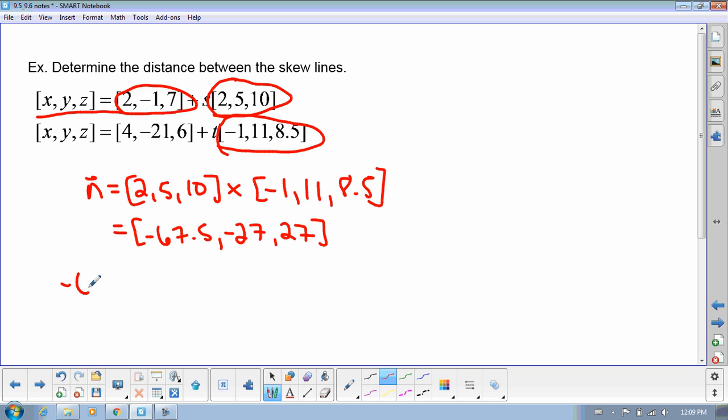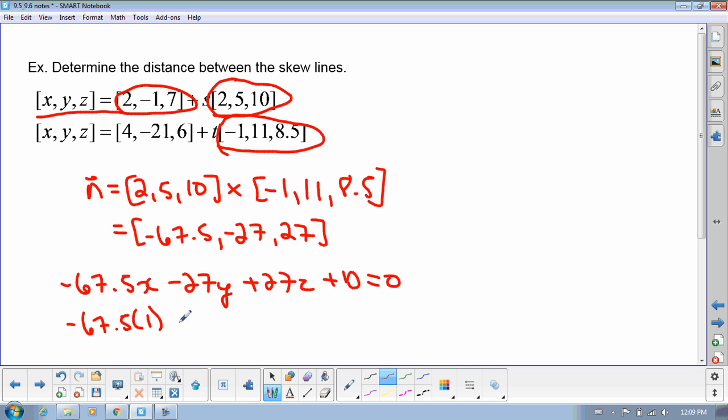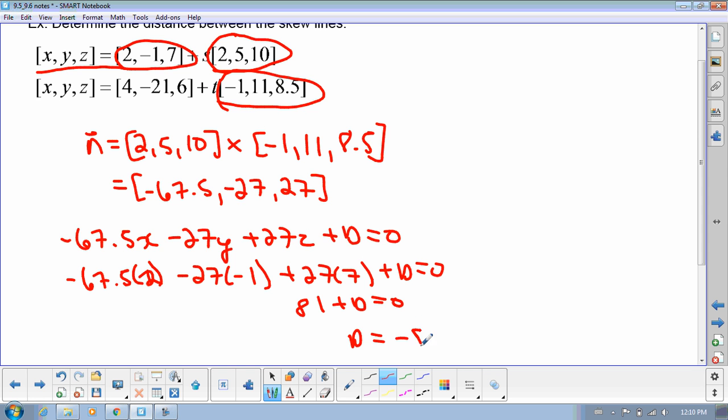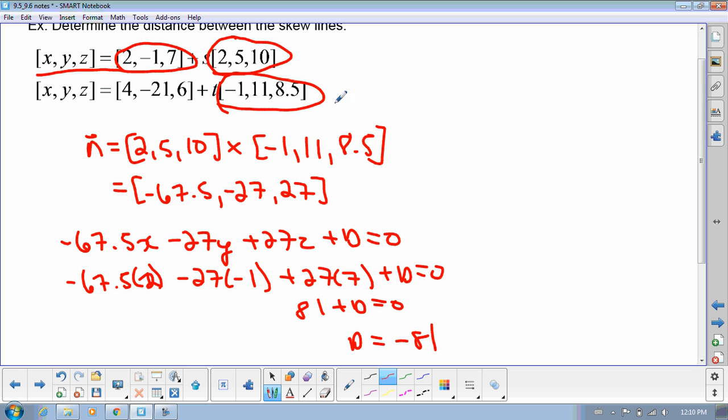So from here, I now know that I have negative 67.5x minus 27y plus 27z plus d equals 0. So I need d. Now that I have this here, I am going to substitute in the point, positive 2, negative 1, 7. So negative 67.5 multiplied by 1 minus 27 multiplied by, actually this here should be a 2, negative 1. Okay, so we end up with, when I do all that, 81 plus d equals 0. So that means d equals negative 81. So our equation is negative 67.5x minus 27y plus 27z minus 81 equals 0.